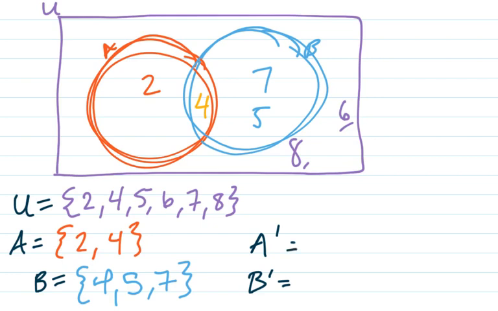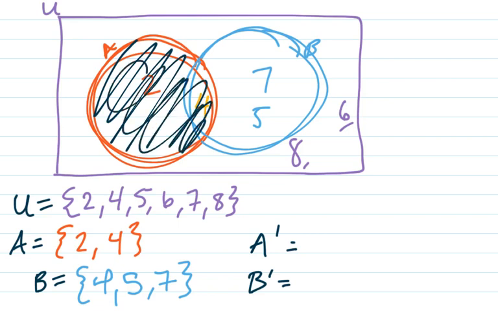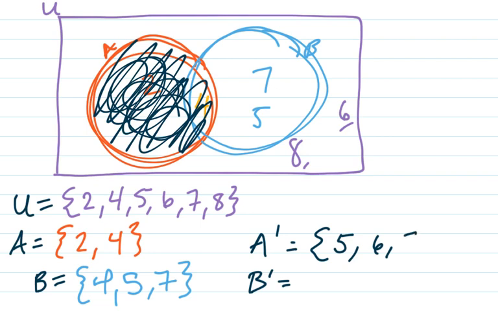Now we want to think about what's in A complement. A complement is everything in the universal set that's not in A, okay? So everything in the universal set but is not in A. So it's pretty much like we're blocking out A and counting everything that's left. That's how we get A complement. So what's left would be 5, 6, 7, and 8.